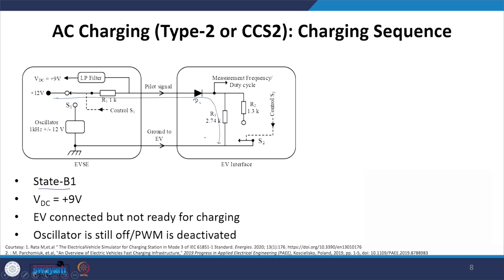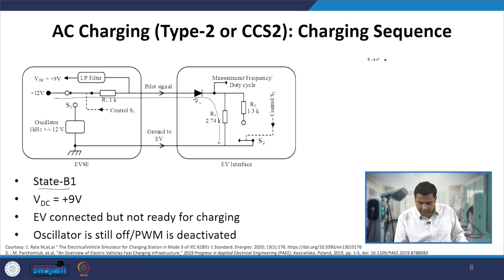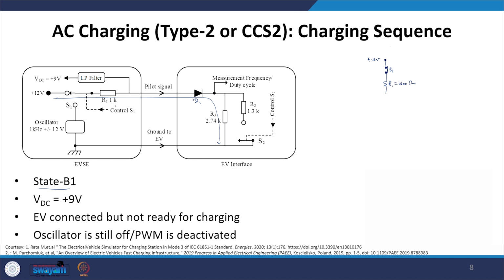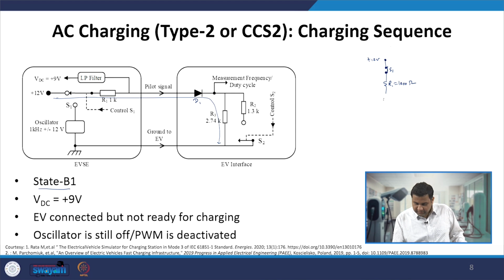In this figure, we have plus 12 volt. After plus 12 volt, it is connected through the S1 switch. This S1 switch is engaged with the fixed plus 12 volt to the R1 resistance, which is 1000 ohm. We can neglect the tolerance level for now. Then, since plus 12 volt is there, D1 gets forward biased, and then finally you have R3, which is 2740 ohm, and it is connected to protective earth.